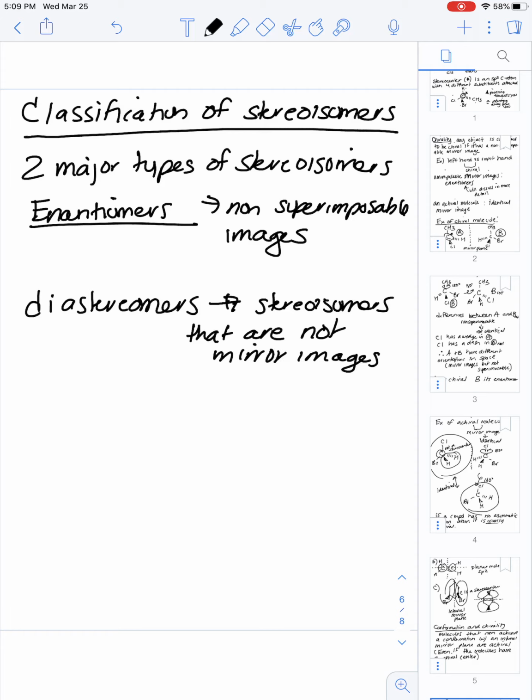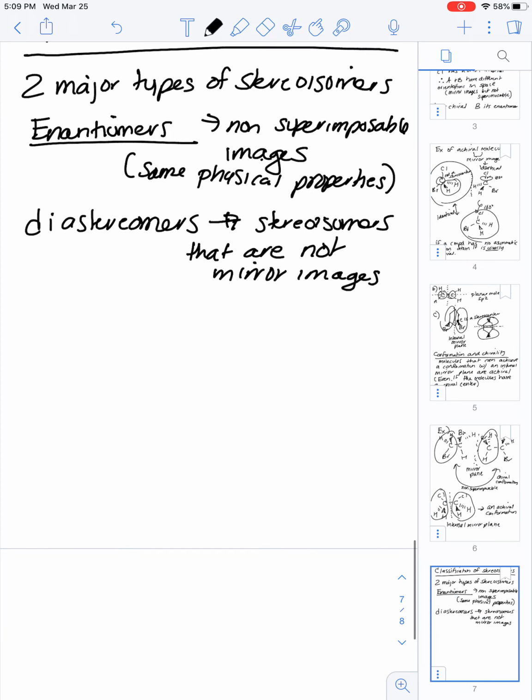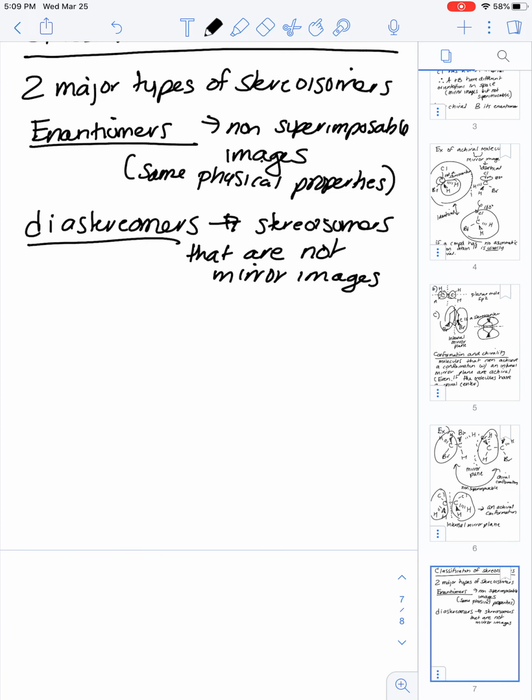What's going to be really, really important for our lab this week is their physical properties. When we look at enantiomers, these are going to have the same physical properties. We'll have a lecture on this a little bit later in the week. And then diastereomers are going to have different physical properties.